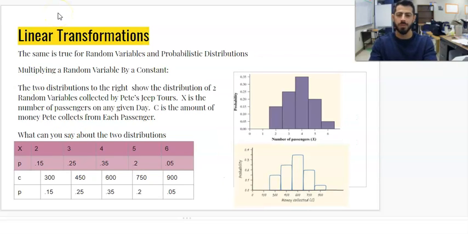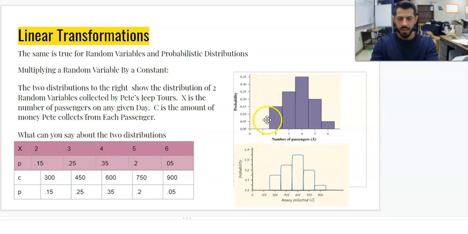The same is true for random variables and probabilistic distributions. If we have these two distributions, let's just use the example to talk through it. The two distributions at the right show two random variables collected by Pete's Jeep Tours. X is the number of passengers on any given day, and C is the amount of money that he collects from each passenger. So here's the passengers, and here's how much money he collects. Obviously, these are being multiplied by 150. The probabilities aren't, but the values for X are.